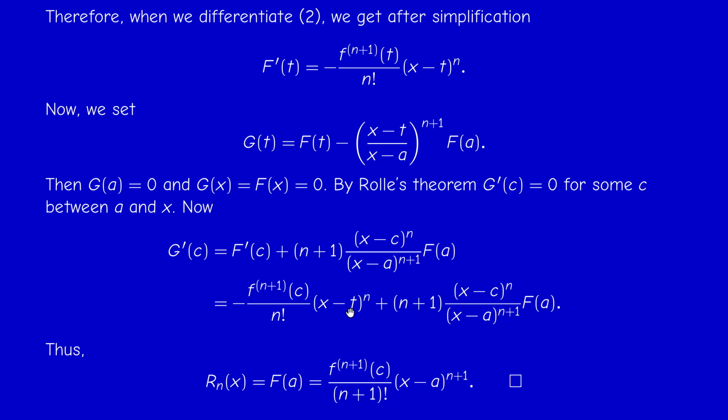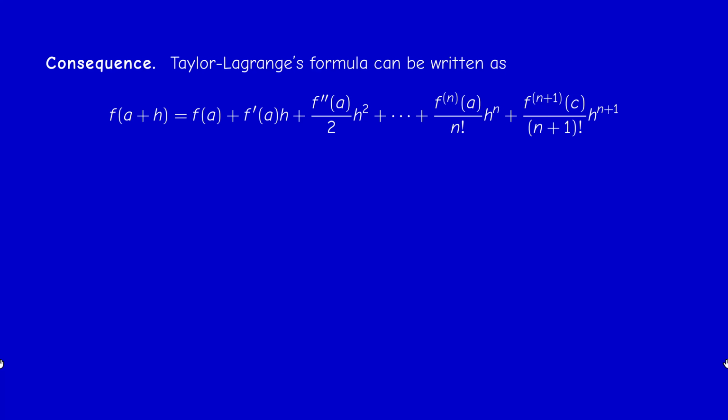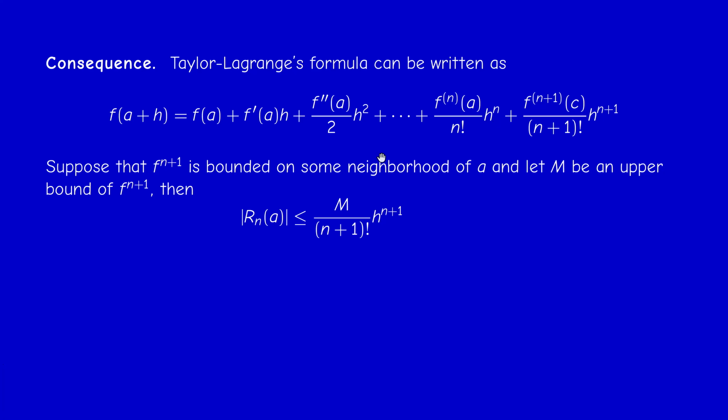Okay, so this is c, not t. Okay, and the same remark holds here. If I put x minus a equal h, I also get this formula. And if in addition f^(n+1) is bounded, now I need to assume that f^(n+1) is bounded on a neighborhood of a, because f^(n+1) is not necessarily continuous. So if in addition f^(n+1) is bounded near a, then I can do the same estimate.